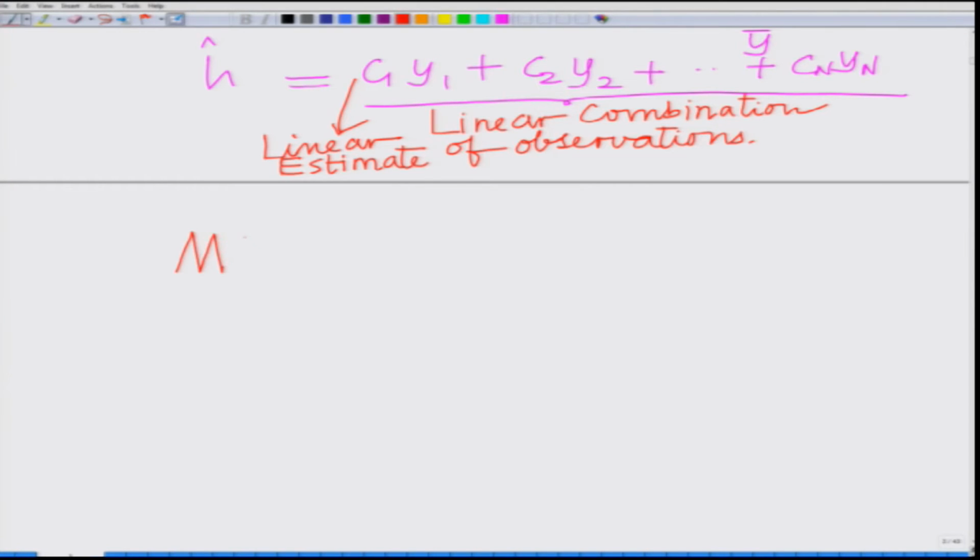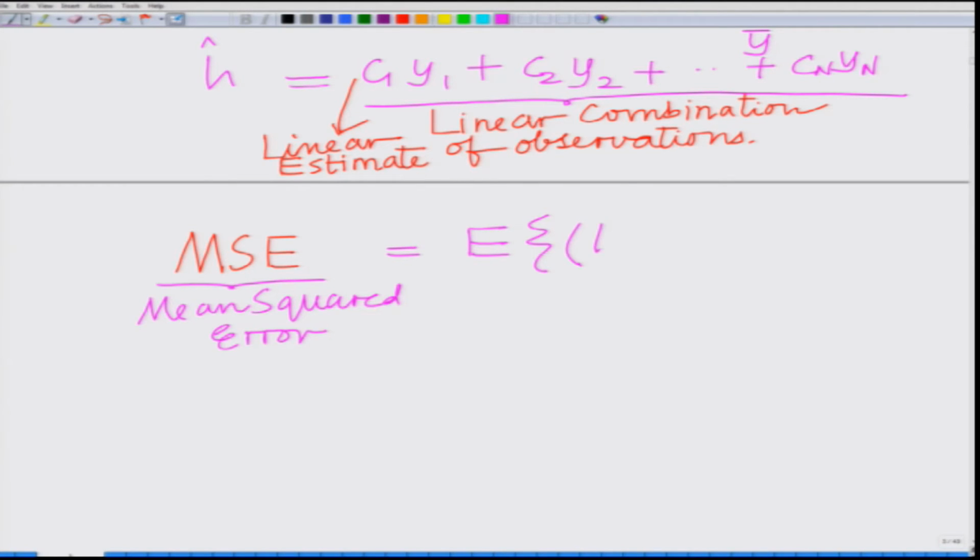So, the MSE, remember this is the mean squared error, is equal to the expected value of H hat minus H whole square, which, since H hat is equal to C bar transpose y bar, is simply equal to the expected value of C bar transpose y bar minus H whole square.